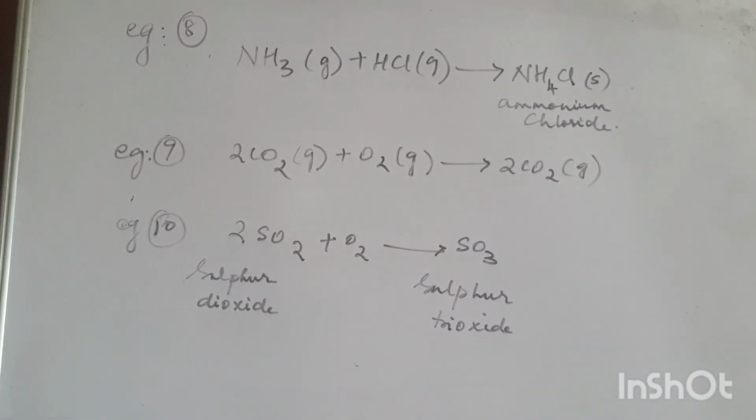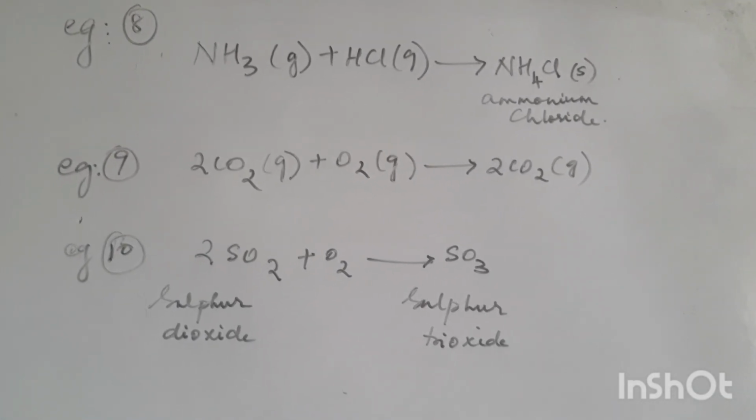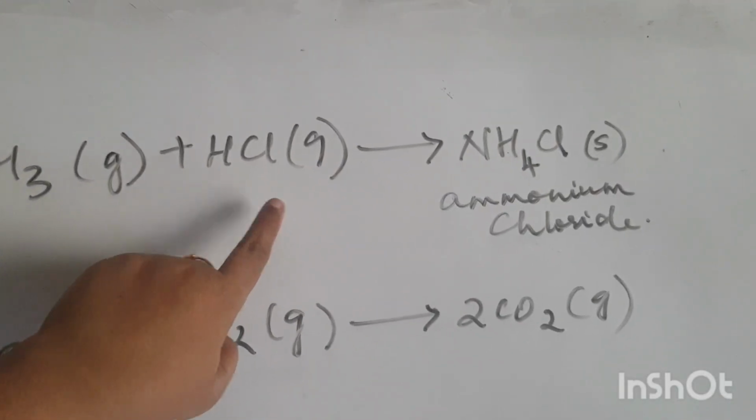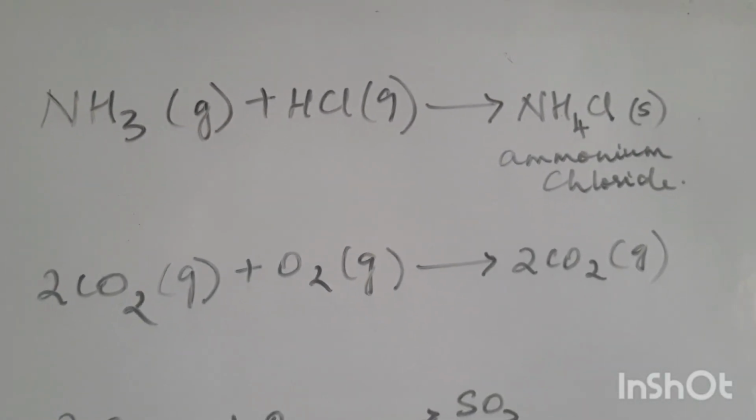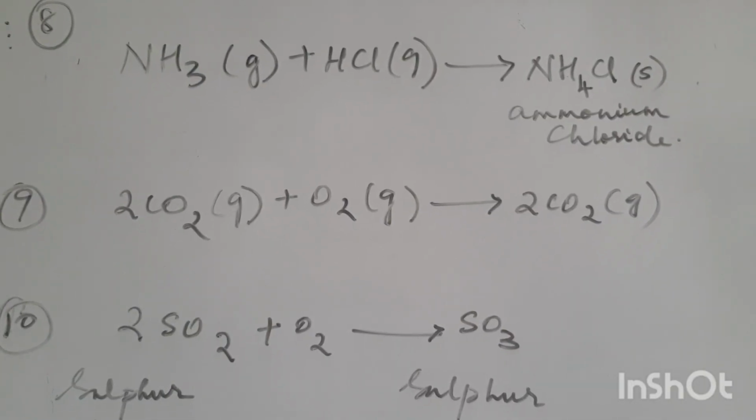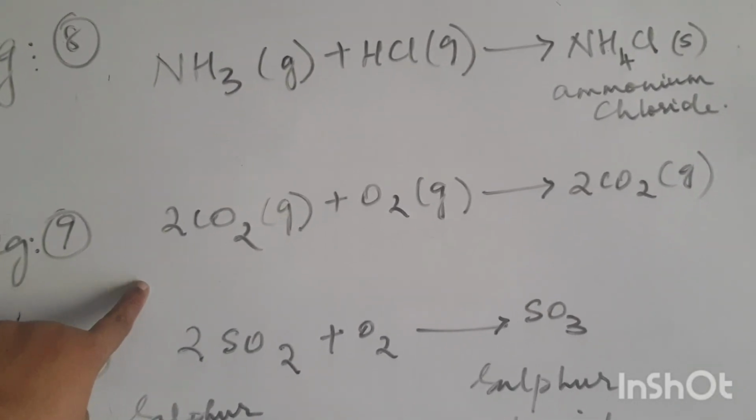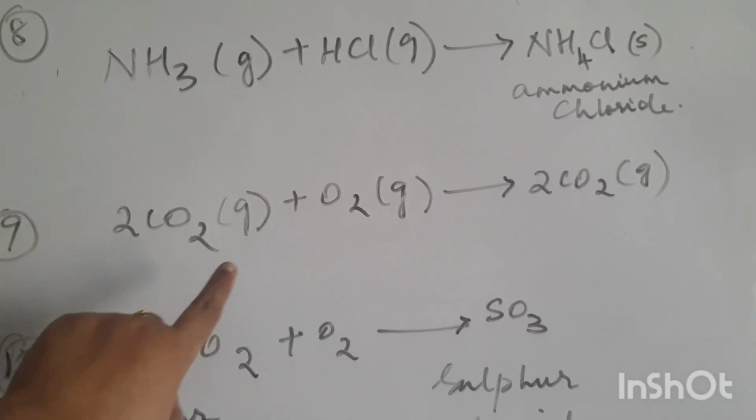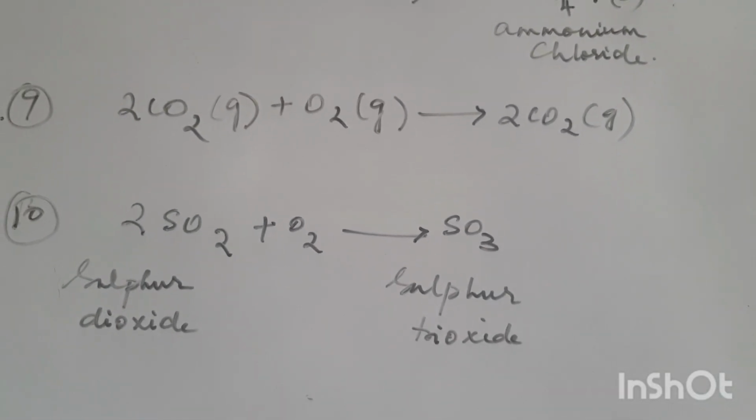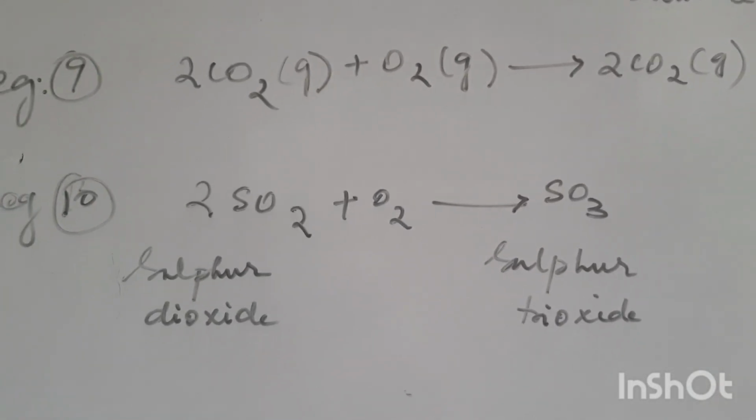Coming to the next three examples of combination reaction, I've written over here NH3. What is NH3? Ammonia in gaseous state combines with HCl, that is hydrochloric acid in gaseous state, to form a solid mass, that is NH4Cl, ammonium chloride, that comes under combination reaction. Then again, I have taken over here 2 molecules of carbon monoxide combining with 1 molecule of oxygen. Both are in gaseous state to form 2 molecules of carbon dioxide, that too is in gaseous state.